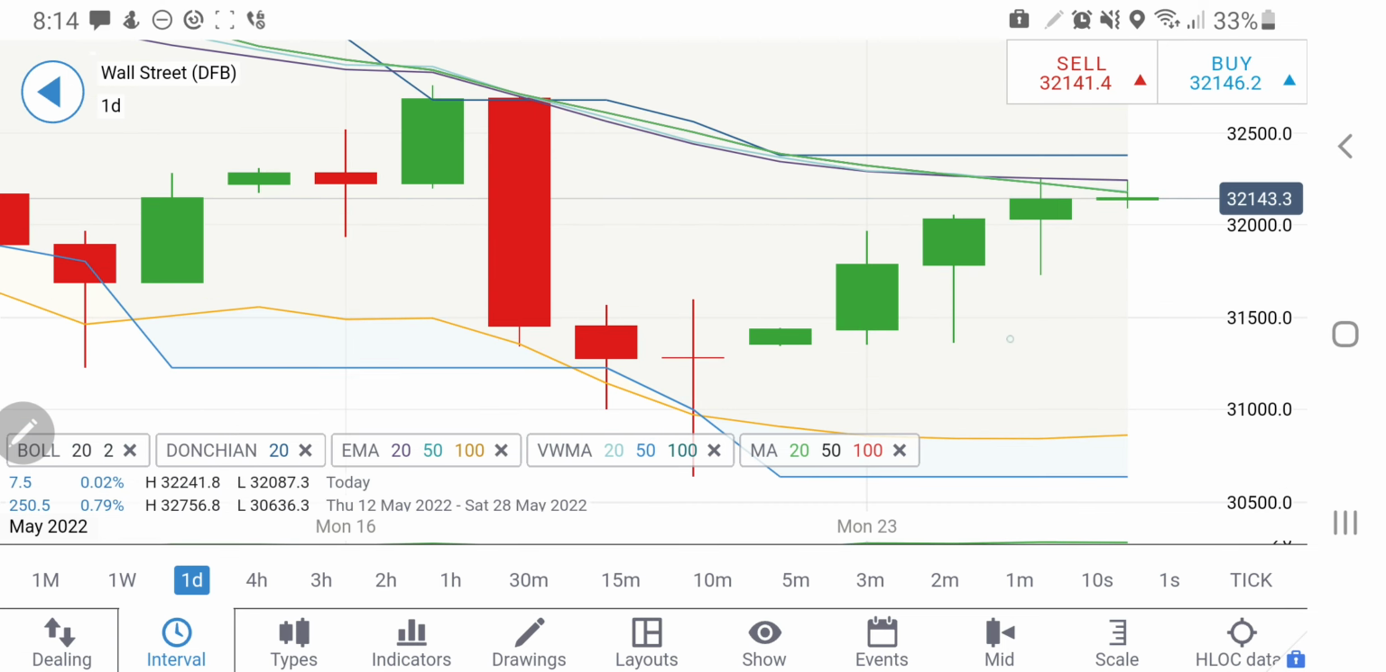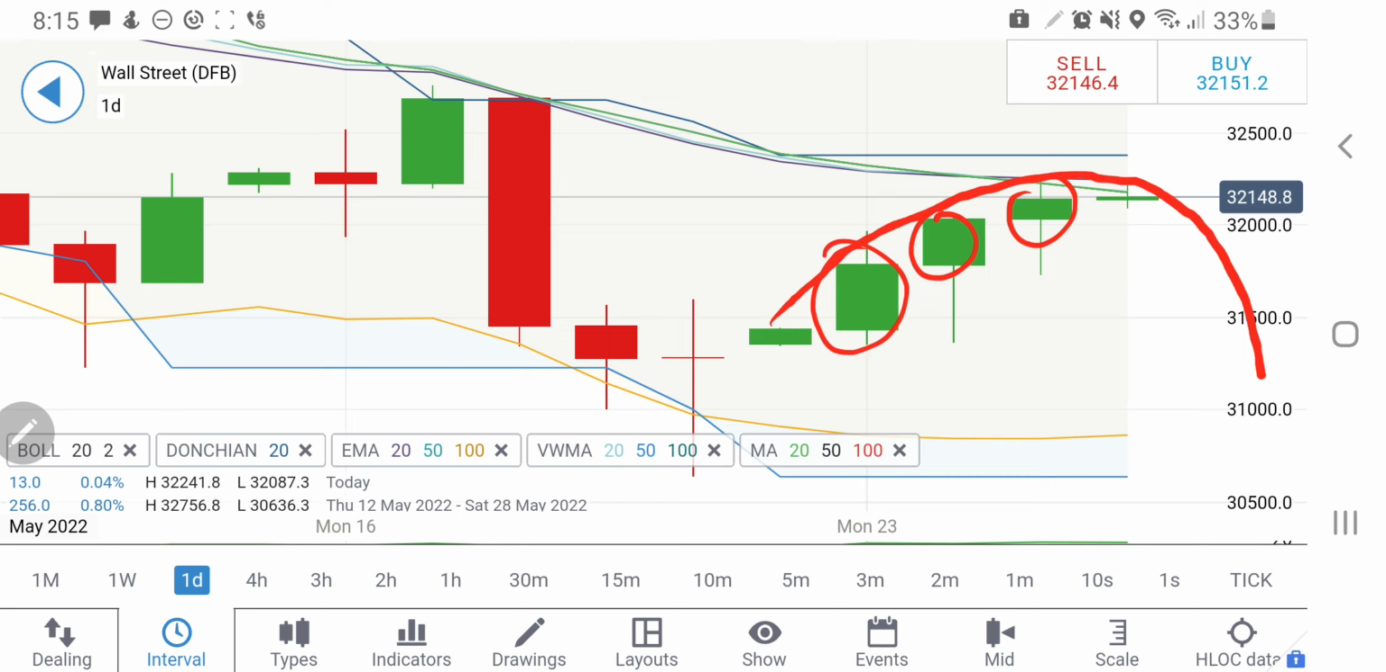Now look at the daily charts. On the daily charts, see the candle size here. Body size is diminishing, indicating the highs are done. Probably we may see a sharper red candle. So do not forget to go short below 32,100.